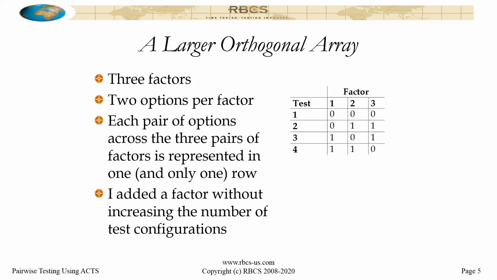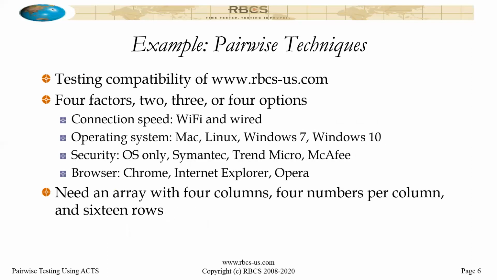Now, let's move to a slightly more complicated problem. Let's say that we wanted to test compatibility of the RBCS website. So we're going to look at a relatively slower Wi-Fi connection speed and a higher wired connection speed. So they've got 2 values for connection speed. So that's 2 options there. Okay. But for operating system, we have 4 possibilities: Mac, Linux, Windows 7, and Windows 10. And then for the security factor, we have 4 options: OS only, Symantec, Trend Micro, and McAfee. And for the browser, we have Chrome, Internet Explorer, and Opera. Okay, so 3 options.